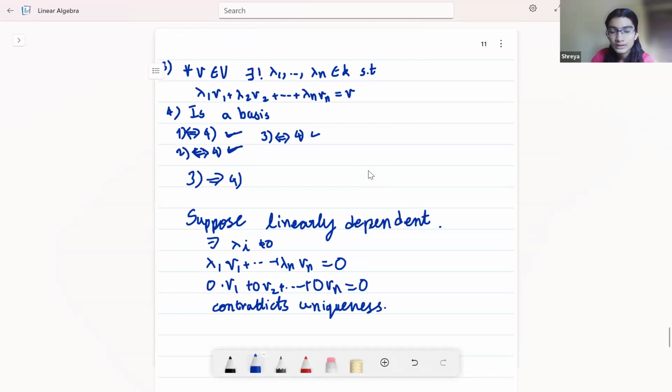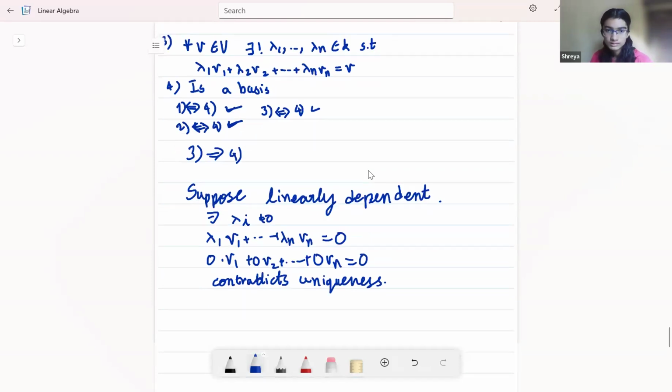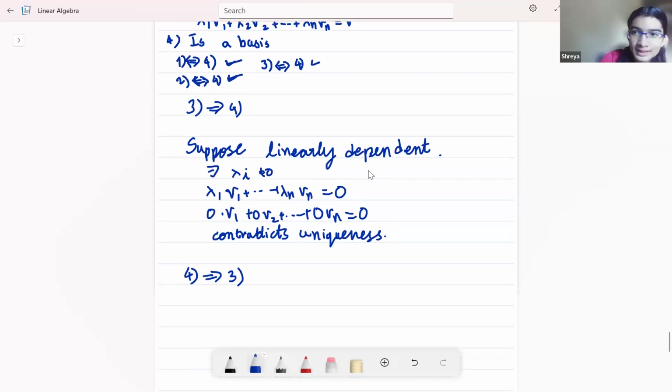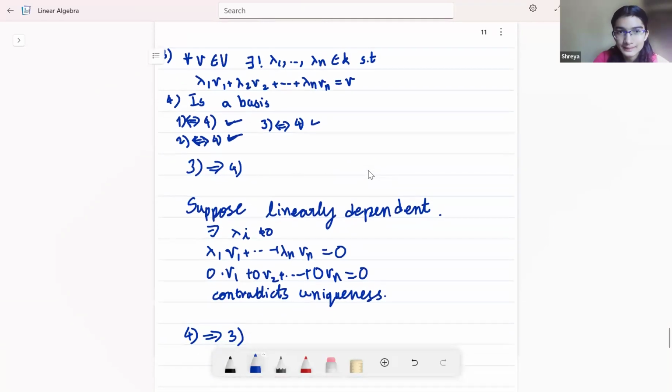Now, if 4 is true, then how do you prove 3? If 4 is true, that means there's nothing else which goes to 0. And that implies 3, because if two things have the same value, then we can just look at the difference. Yes, exactly. And that goes to 0. Then it works. Okay.